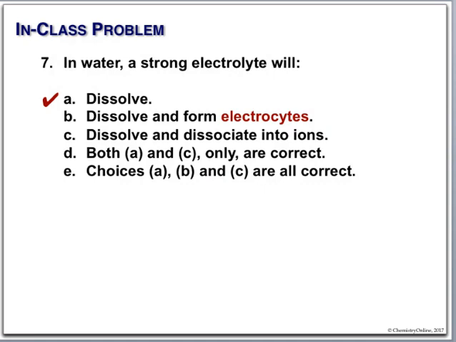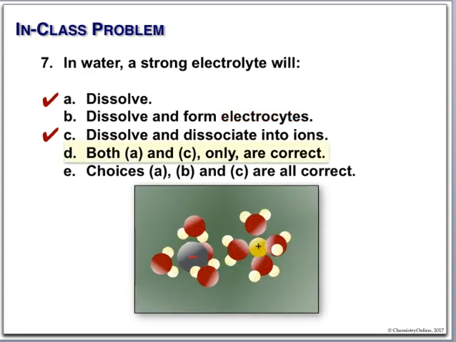Next one, dissolve and dissociate into ions. If it doesn't form ions, it doesn't conduct electricity, does it? So this one is correct. It must dissolve and it must form ions. A and C are the correct answers. Bang, bang. Any questions?